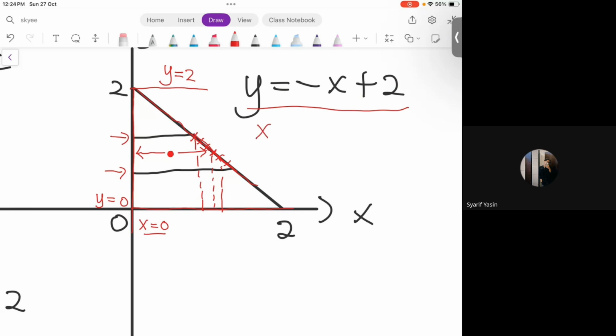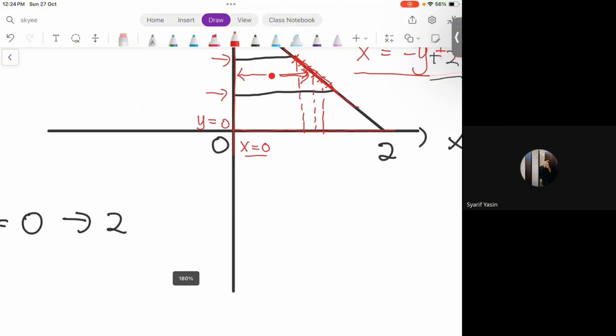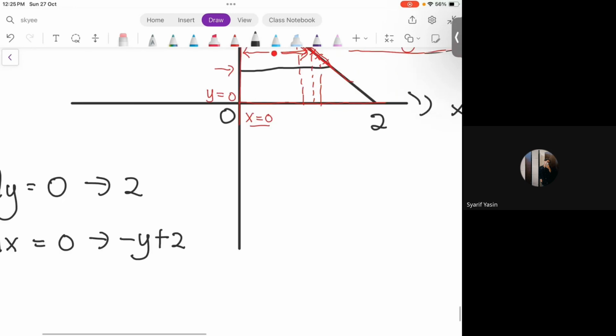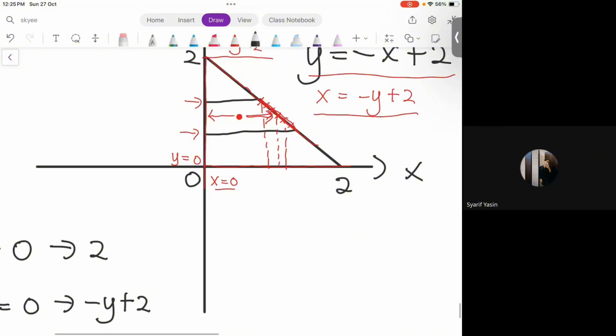X, you move it here. Y, you move it to the right. So when you look at the right side, you will see this line, and the equation is x equals to negative y plus 2. So I will write down my dx from 0 until negative y plus 2. Is that clear? Clear, Doctor.